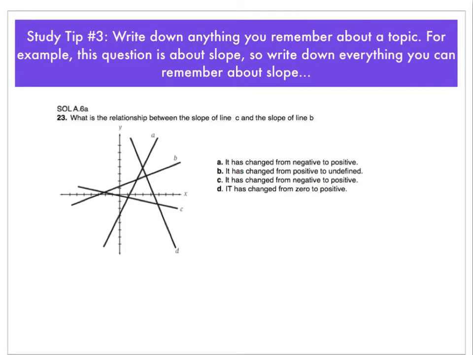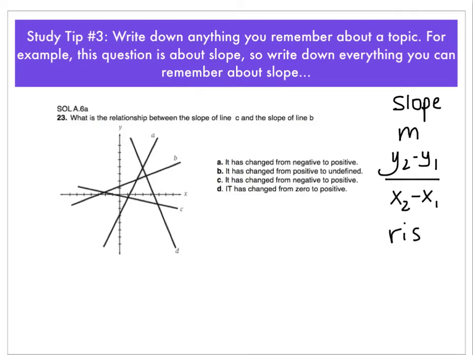Study tip number 3. Write down anything you remember about a topic. For example, the question we're about to do is all about slope. So if we're finding something having to do with slope, let's write down everything we can remember about slope. Okay, slope. What do you remember? The variable m represents slope because of the verb monter in French, which means to climb. We know that we can calculate slope, so I might write this down. We know rise over run, so I might write that down. We know Mr. Slope Guy. Ooh, gosh, he looks extra disturbing and a little unbalanced there, but it works. Okay, so that's a lot of stuff about slope.